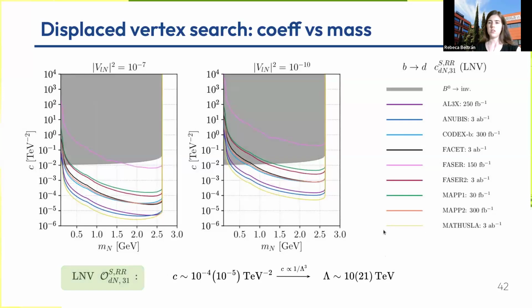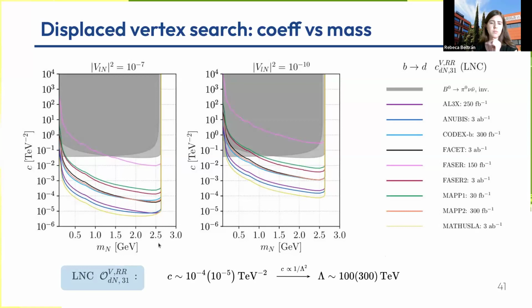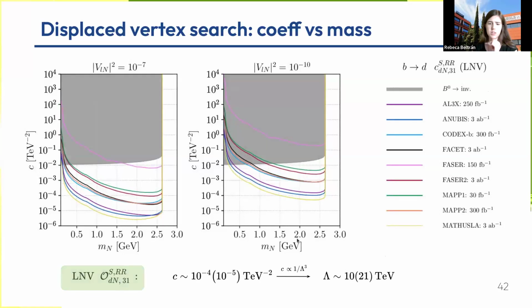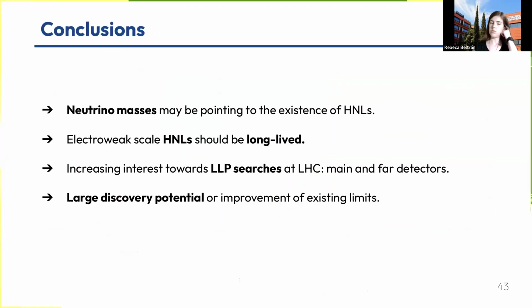And yeah, the other case, this other operator, which has a scalar structure, shows very similar results. The only difference is that when translating these coefficients into lambda physics scales, there is an additional power of lambda. So this translates into one order of magnitude less sensitivity for lambda. But yeah, this is all I wanted to comment.